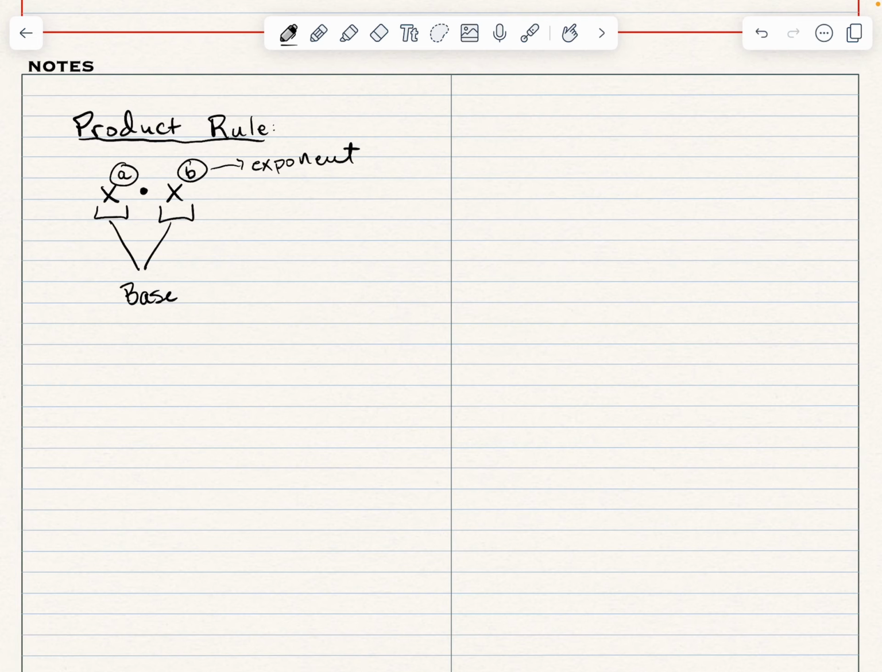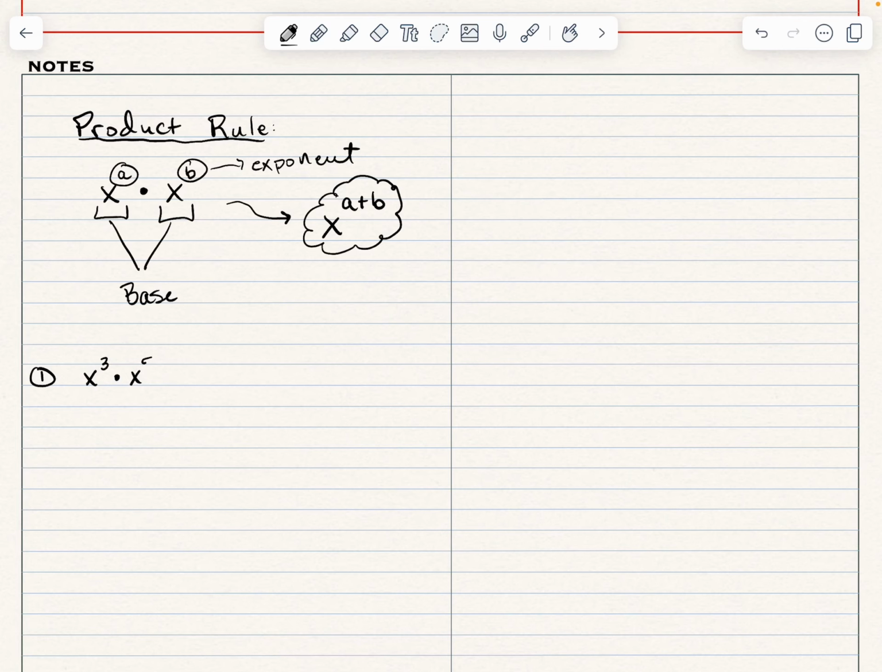Product means to multiply. So our product rule is going to be when we're multiplying the same base. The product rule states that if we have x to the a times x to the b, we keep the base x and we add the exponents. So the answer will be x to the a plus b. That will be our answer for the problem. So how does that look in terms of what I'm going to be asking you to do?